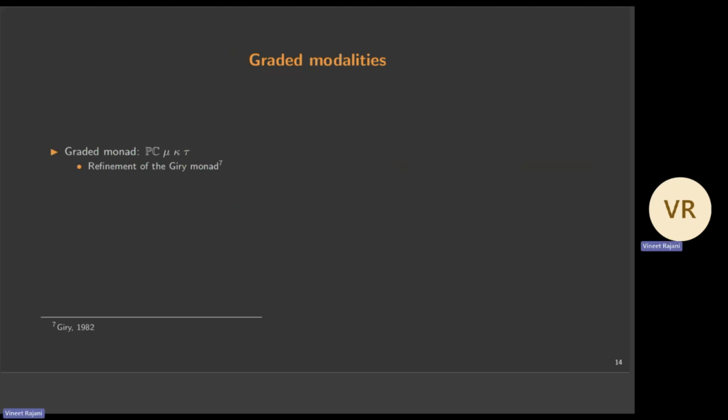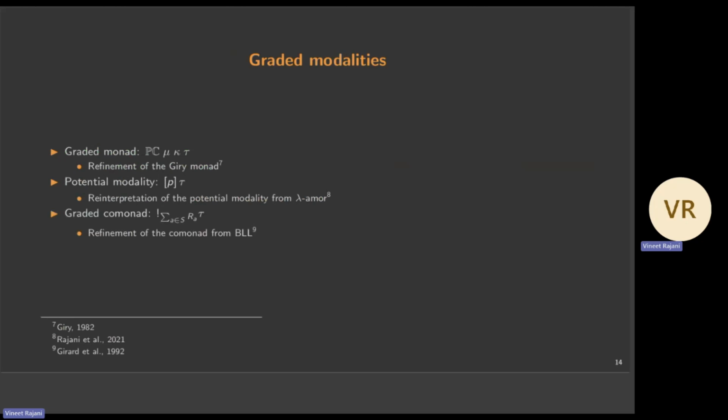Now there are three graded modalities in P lambda amor: a graded monad, which is a doubly graded version of the Giry monad of probability; a modality for capturing potential, which is a reinterpretation of the potential modality from lambda amor; and a graded comonad, which is a refinement of the comonad from bounded linear logic.